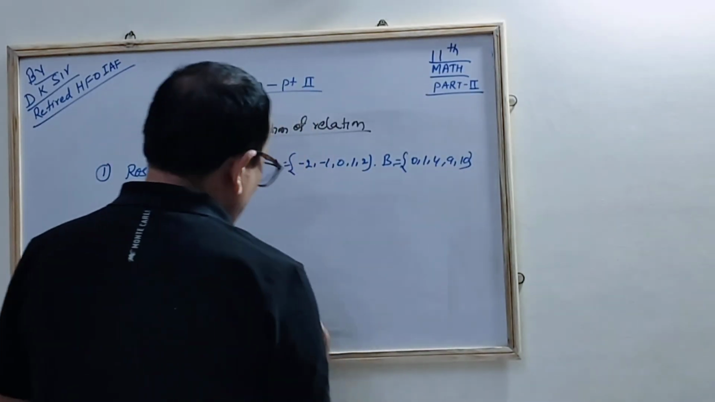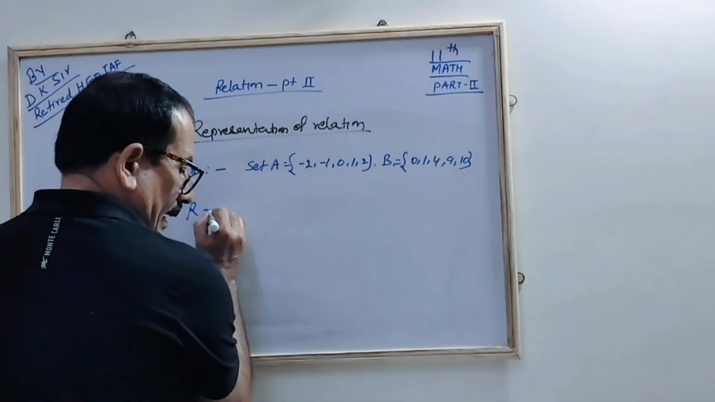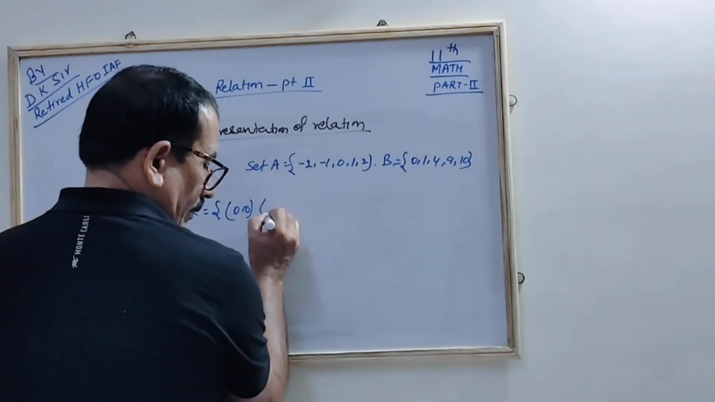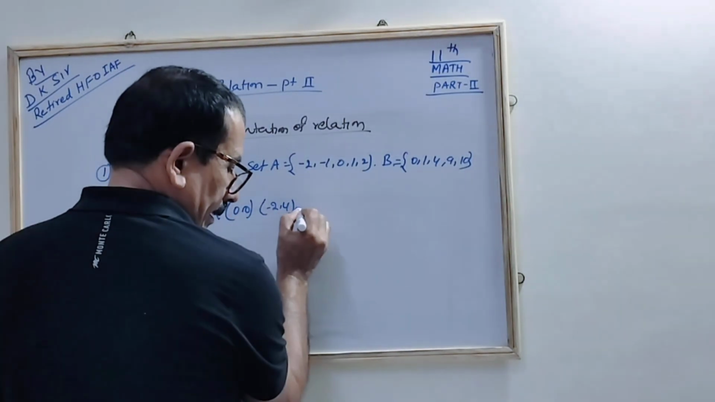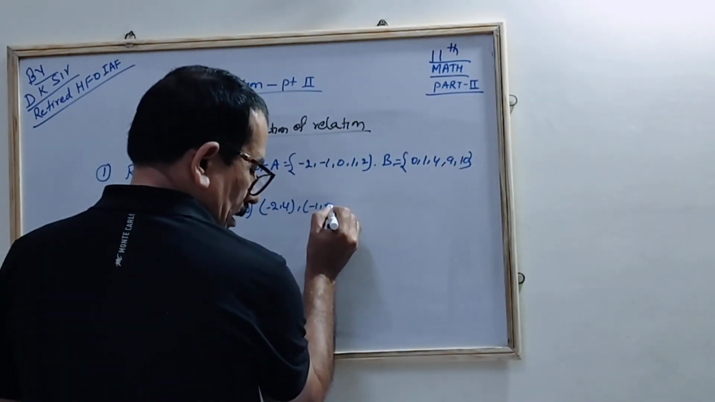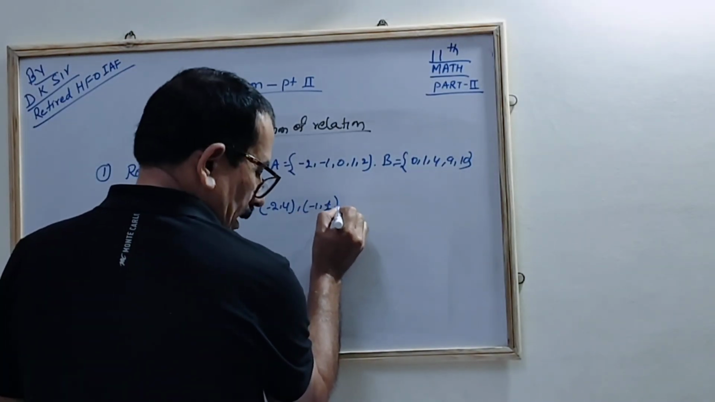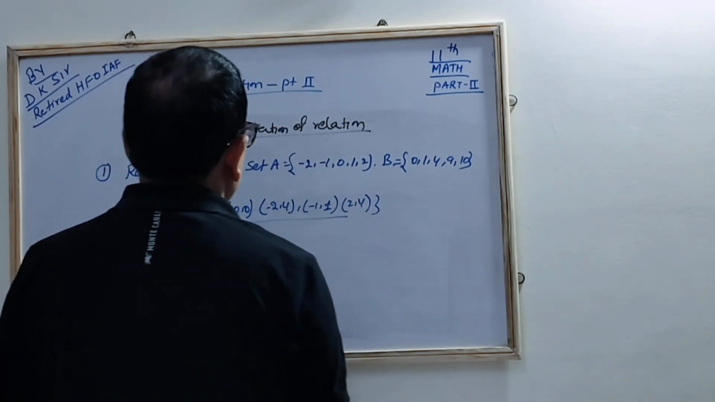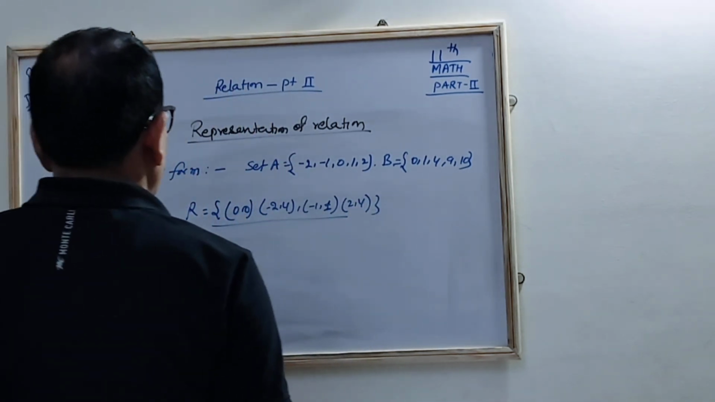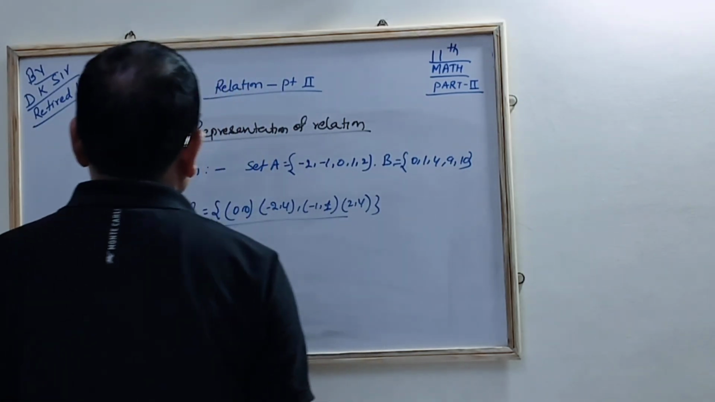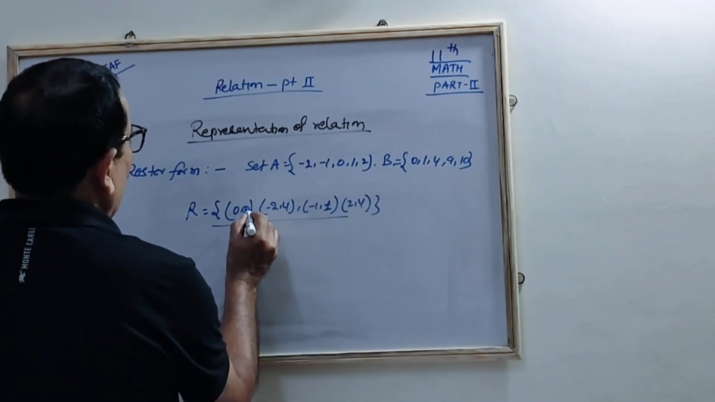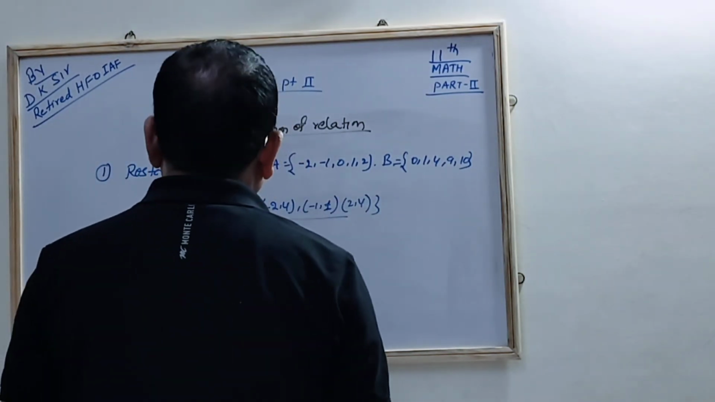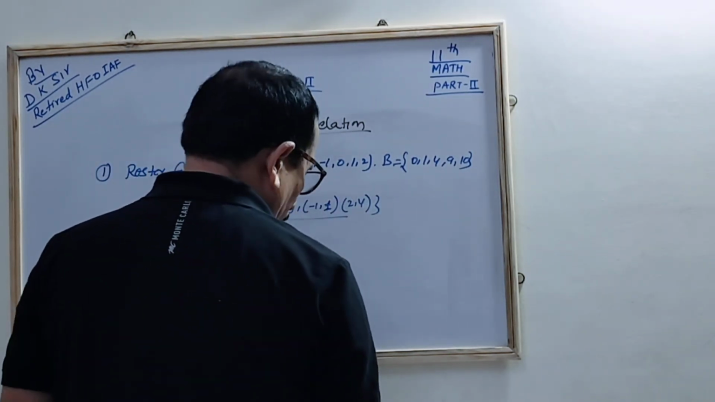So the R, how will we write it? We can write (0, 0), (-2, 4), (-1, 1), (1, 1), and (2, 4). These all are relations, correct? So we can write it. These all have a relation. This is the form where we write the numbers in the set, the roster form, correct?